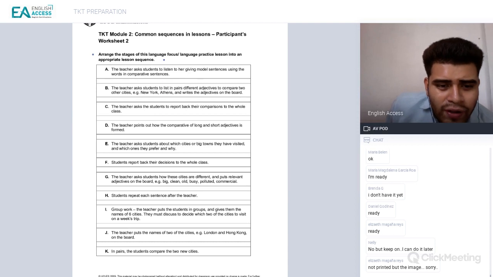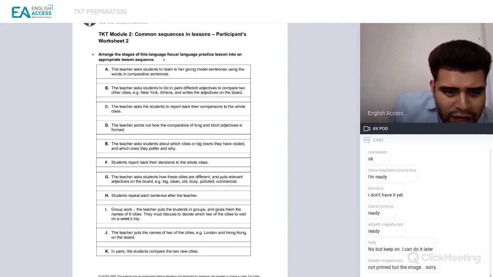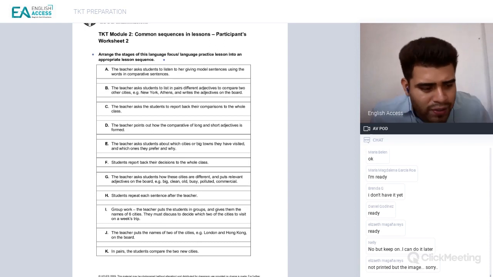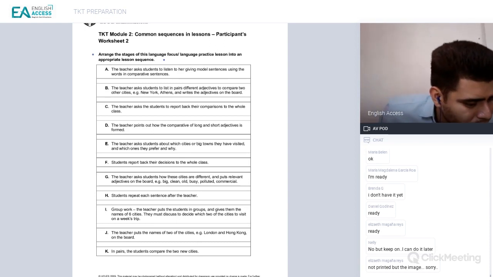I. Group work. The teacher puts students in groups and gives them the names of 6 cities. They must discuss to decide which 2 of the cities to visit on a week's trip. J. The teacher puts the names of 2 of the cities, for example London and Hong Kong, on the board. And K. In pairs, the students compare the 2 cities.